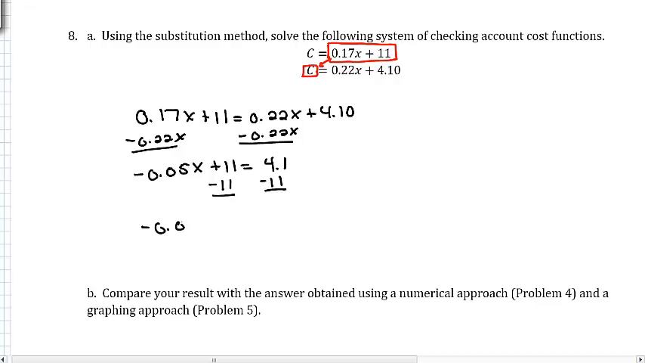We get negative 0.05x equals negative 4.1 minus 11 gives us negative 6.9. And I'm just going to double check my other subtraction there. Yep, I was right. And then divide by negative 0.05. And we get x is equal to 138.